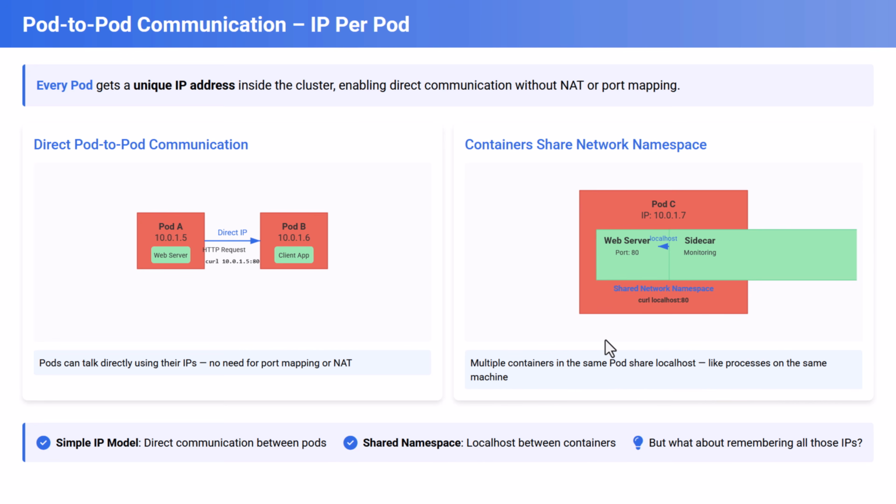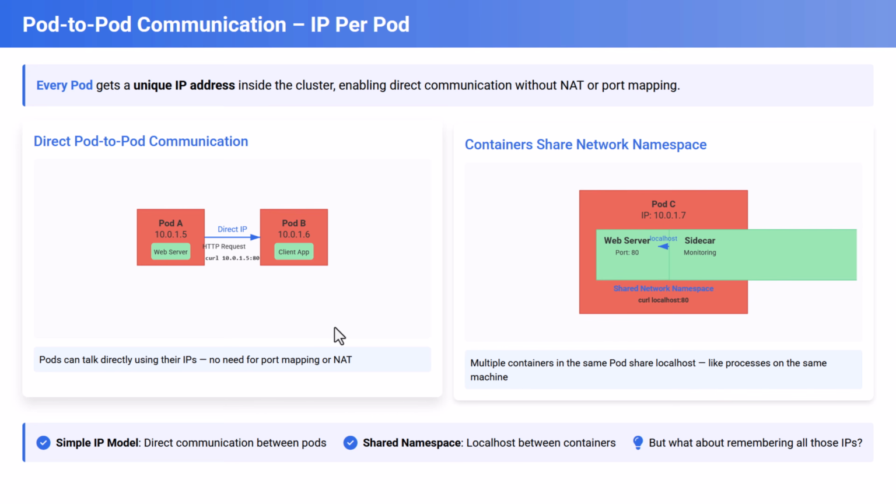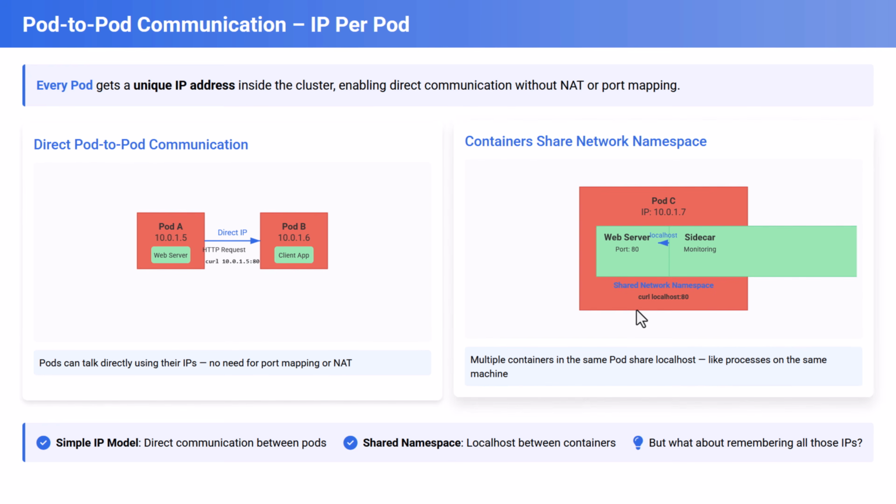That's simple and fast. On the left, you can see the architecture. Pod A talks to pod B using direct IP communication. Meanwhile, pod C has 2 containers, a web server and a sidecar, both sharing the same localhost. Now, this IP-based model is powerful, but remembering all those IPs can be tough, right? That's exactly where services and DNS come in, and we'll talk about this next.